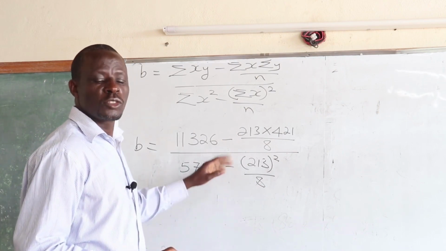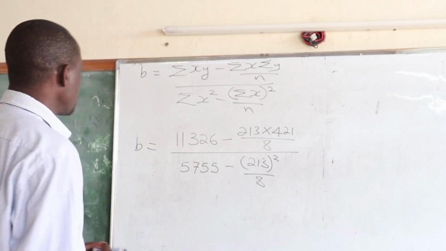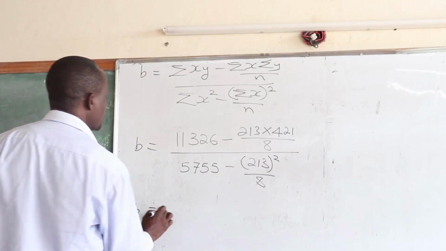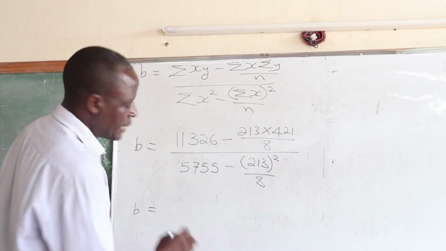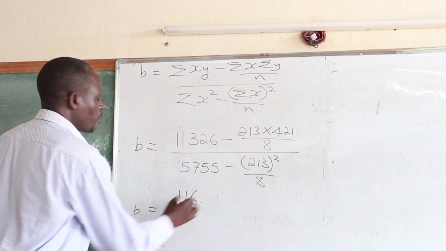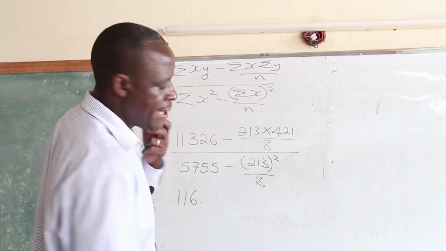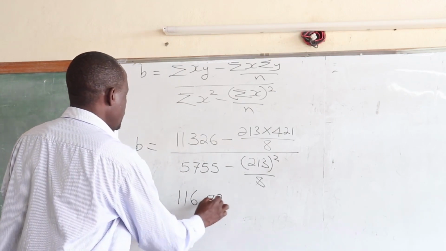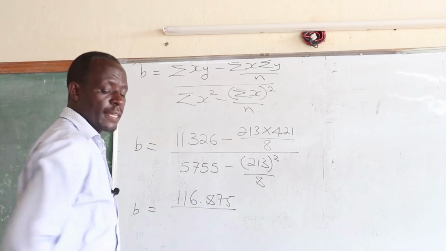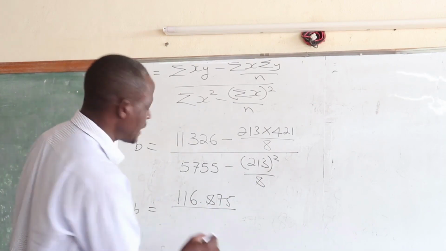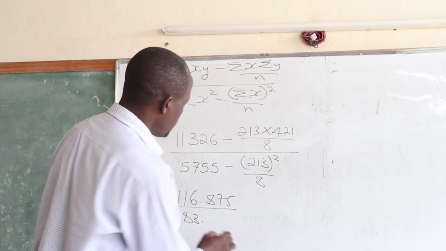5,755. So when you work out this, for those that have got calculators, you will see that the numerator, that's the top part, is going to come down to 116.875. So 116.875 divided by the denominator is going to give us 83.875 as well.